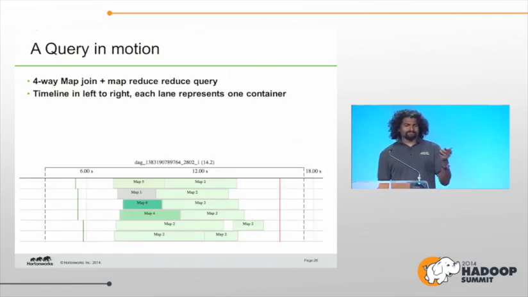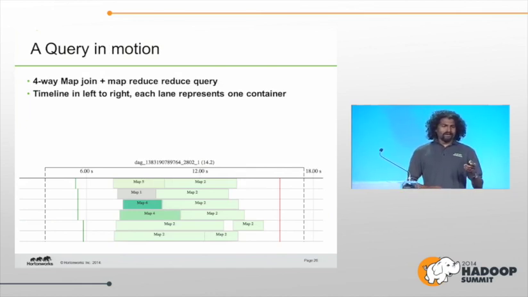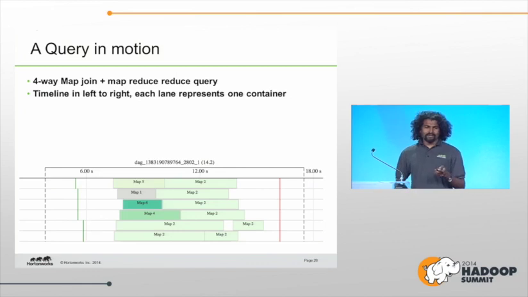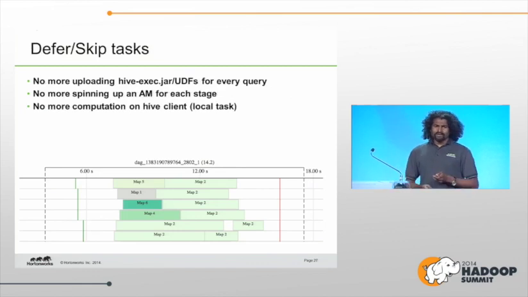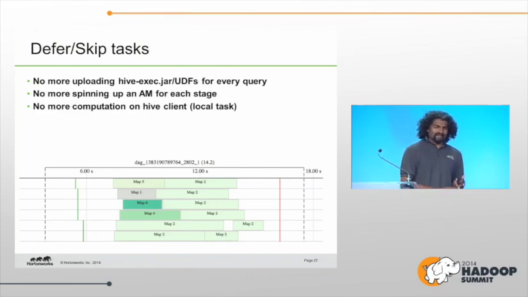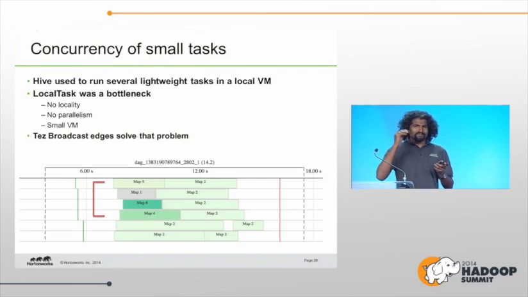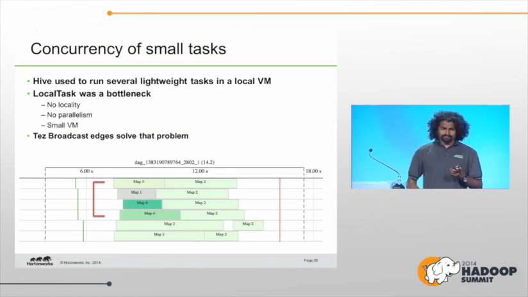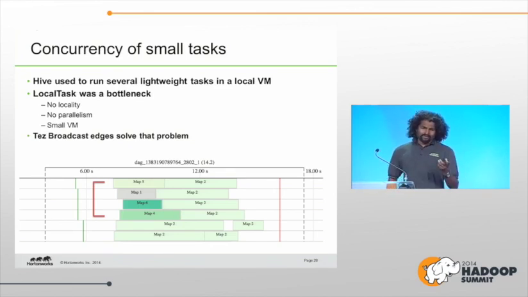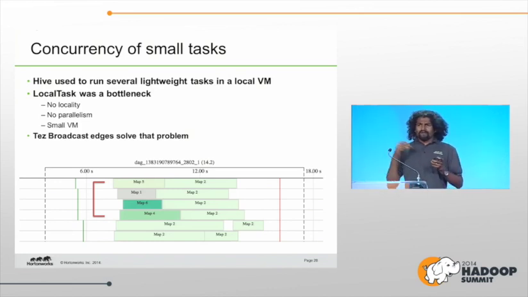So let's go to looking at the queries that we run. This is a query where each lane represents one container. And obviously, we are not counting any of the stuff we do to count the splits, spinning up the AM, or uploading the jars in this particular diagram. We basically start off the local task immediately in the cluster. And in this case, we are only running one per local task, but they start off.